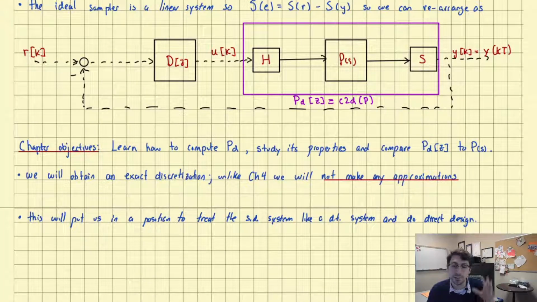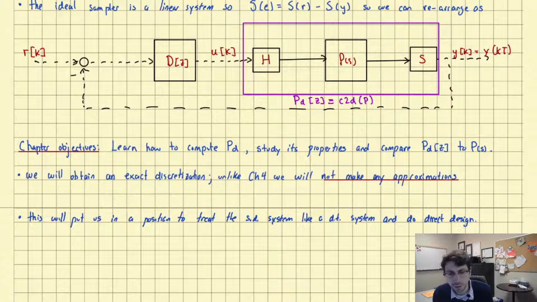So I want to emphasize that when we discretize a plant, unlike a controller in Chapter 4, there is no choice. It's not a design choice anymore, right? Discretizing the controller was a design choice. You pick the type that works best, right? We went through a bunch of them. When it comes to doing direct design, we will always use the step invariant transformation. And it's because it allows us to make guarantees about the closed loop system in discrete time. Okay? Because there's no approximations.